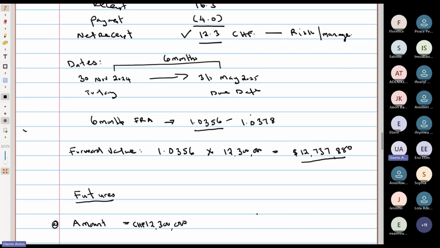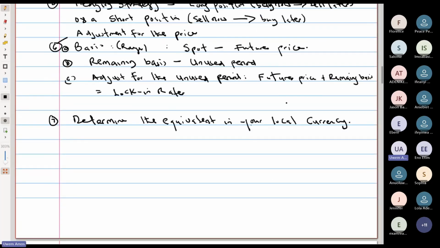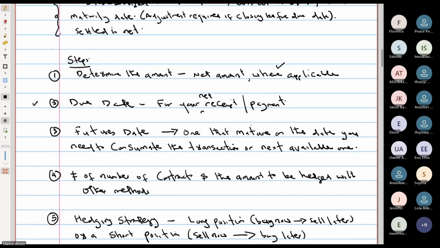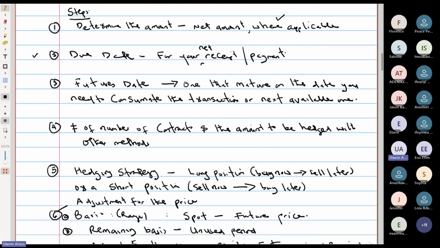Next step, now that we know what futures to buy, we want to determine the number of contracts, because futures are in blocks. It's not like forward. In forward, I need 12.3, I can get 12.3 on the dot. But in futures, they are sold in blocks, so you might not get the exact amount that you need. We need to protect ourselves against 12.3 million Swiss francs. We might not be able to get the exact amount, depending on whether the block gives us the round amount. And if not, we need to hedge the other part through another method.